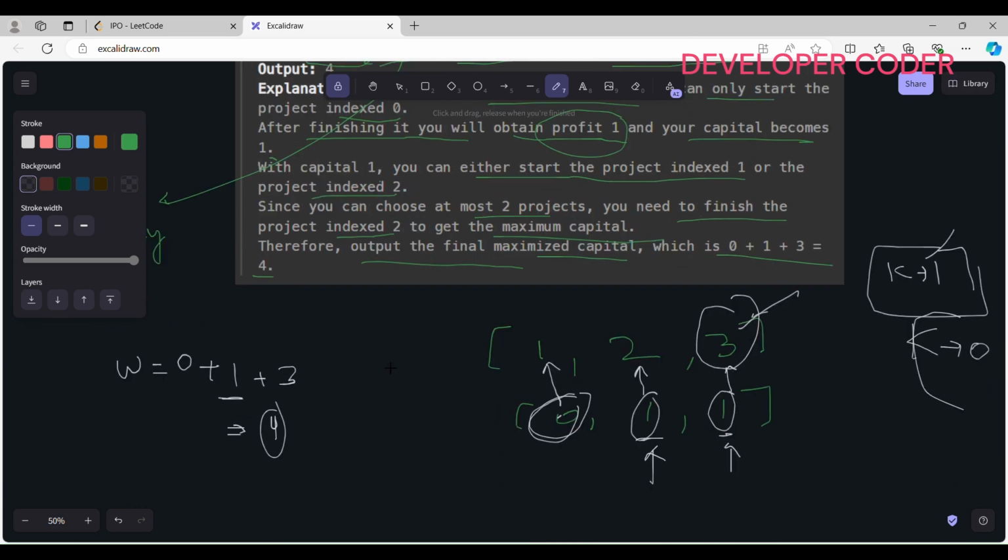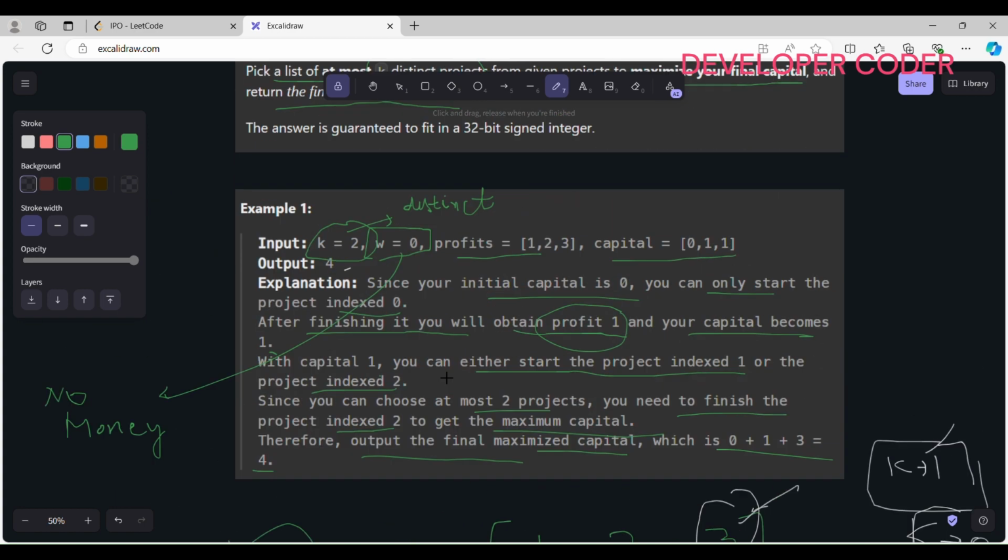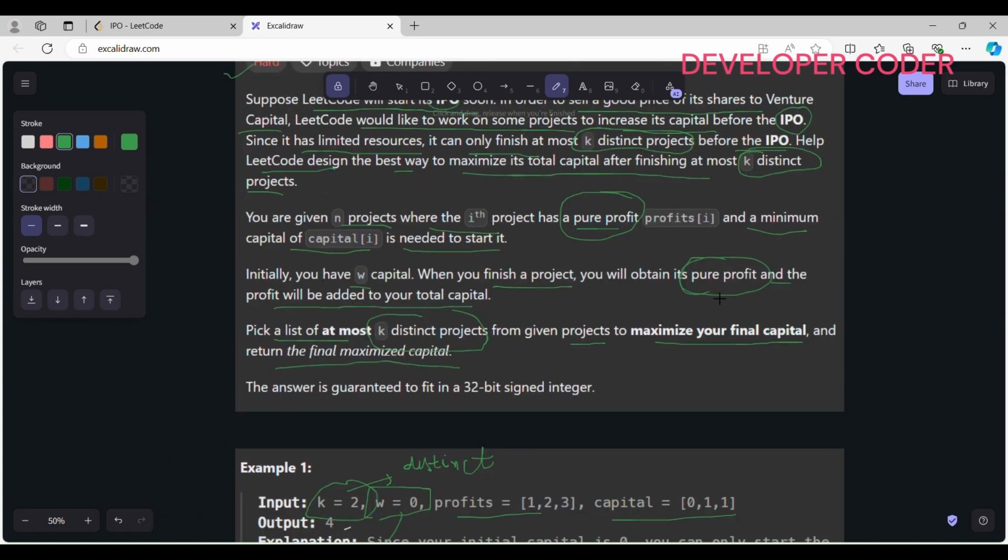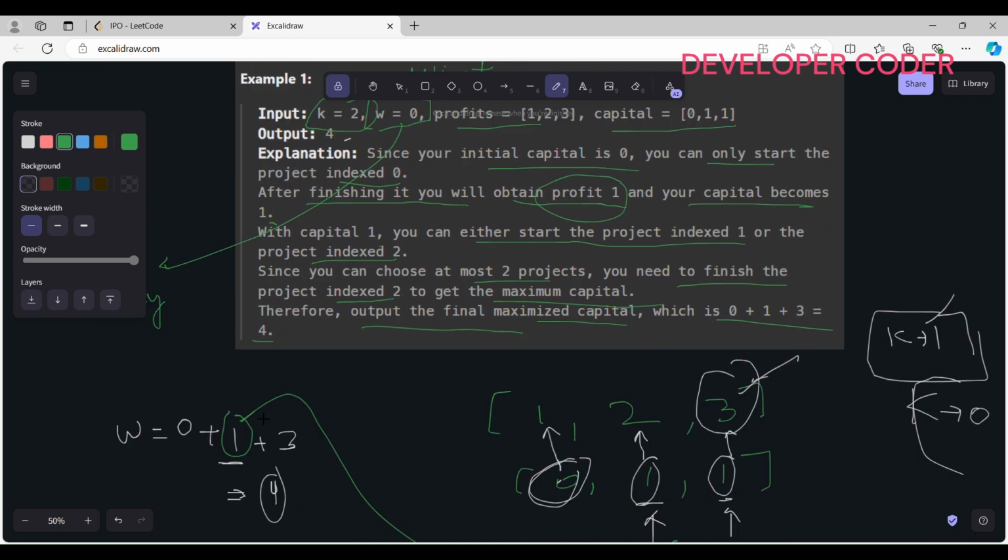So here see, here I have one capital, right? So here after selecting this, I'm not reducing this capital. Okay, here I am talking about the pure profits. Okay, if I have gained this profit, then it's added to my capital.